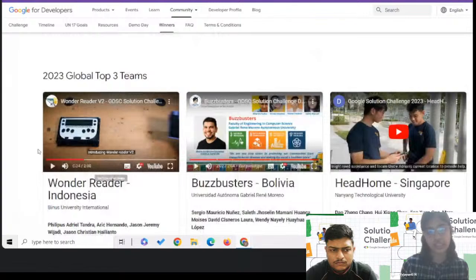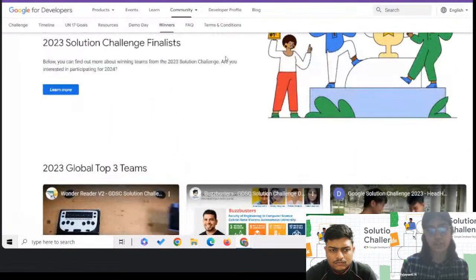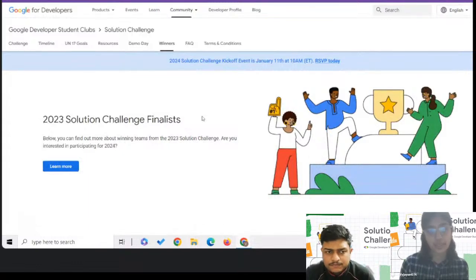So what we've seen is a combination of hardware and software. That's how you can build, or in case you're not well equipped with those tech stacks, you can also pick something which falls into the category of only software or only hardware.